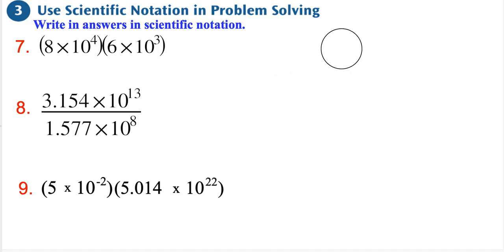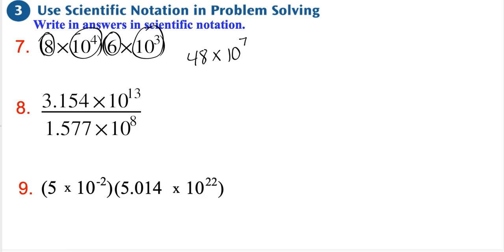So maybe you don't like writing it that way. If you don't, then multiply those front numbers. Okay, our number A would be 48. And then we multiply the 10s using our exponent property. So 10 to the 4th times 10 to the 3rd. Okay, that'd give us 10 to the 7th.